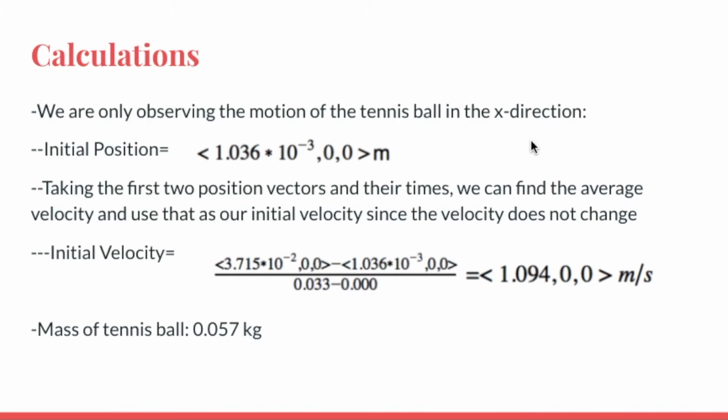So taking the first two position vectors and their times, we can find the average velocity using those two initial position vectors, because average velocity is equal to the change in position over change in time. And we can use that as our initial velocity since the velocity doesn't change. So these are the first two position vectors, and then this is the initial, or average, velocity.